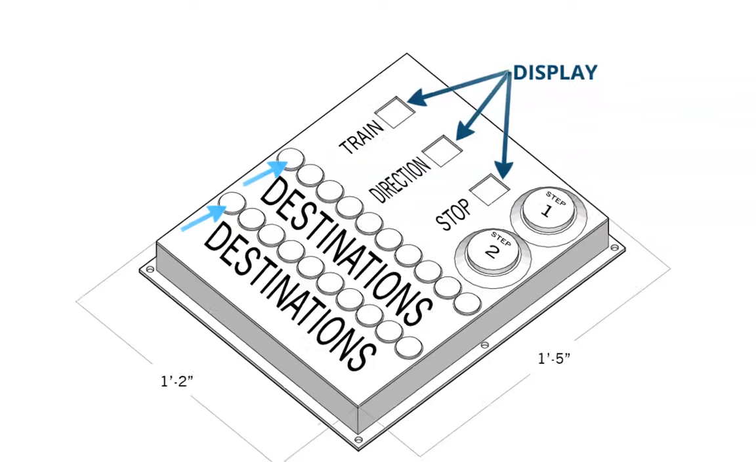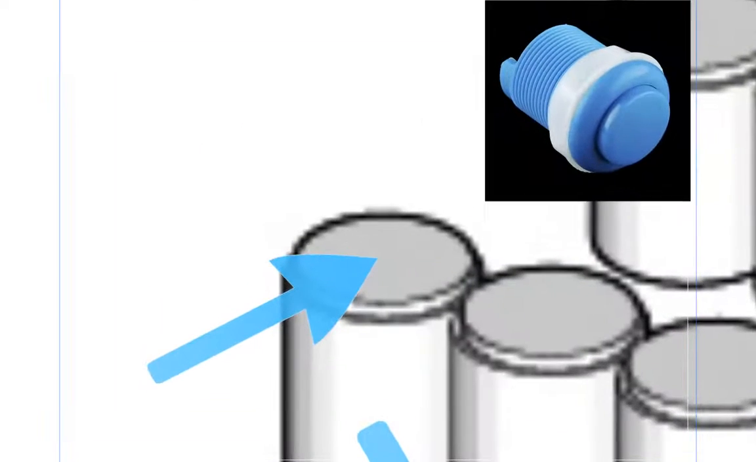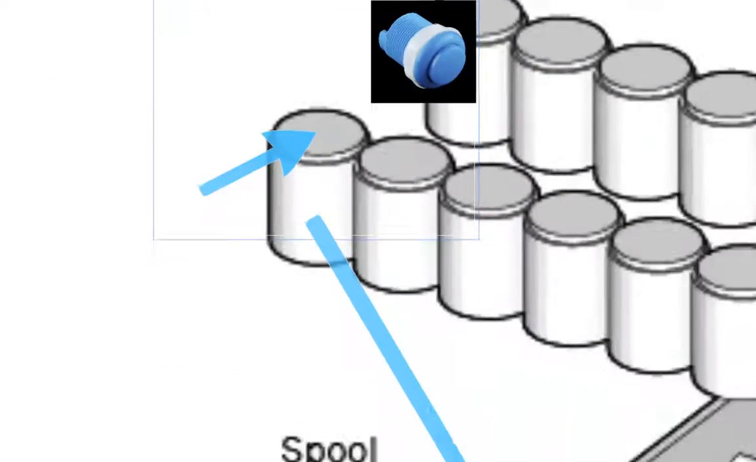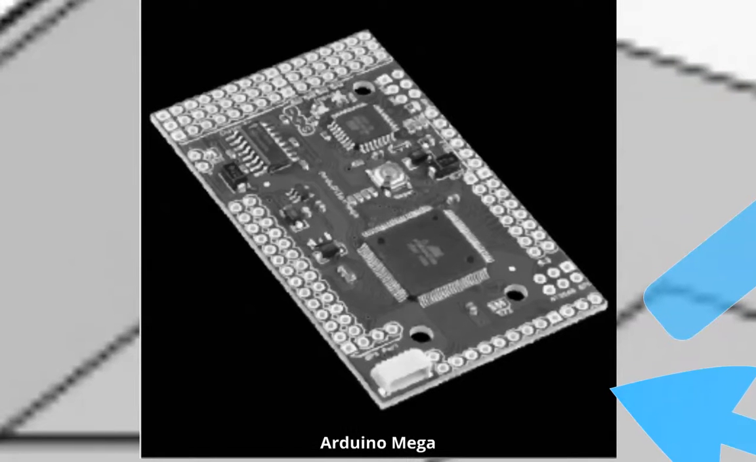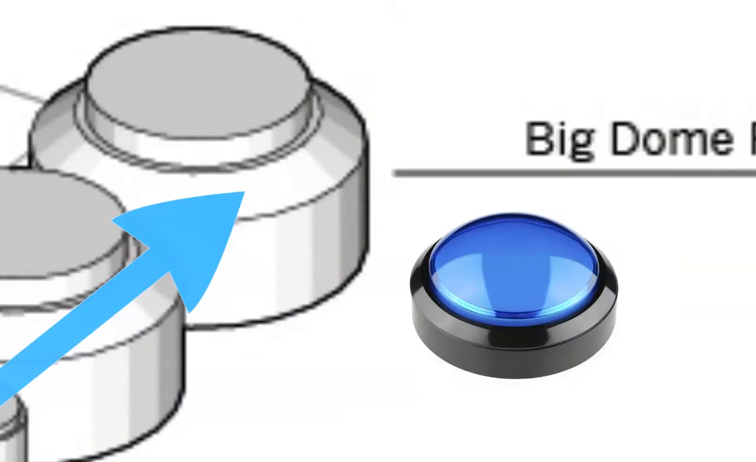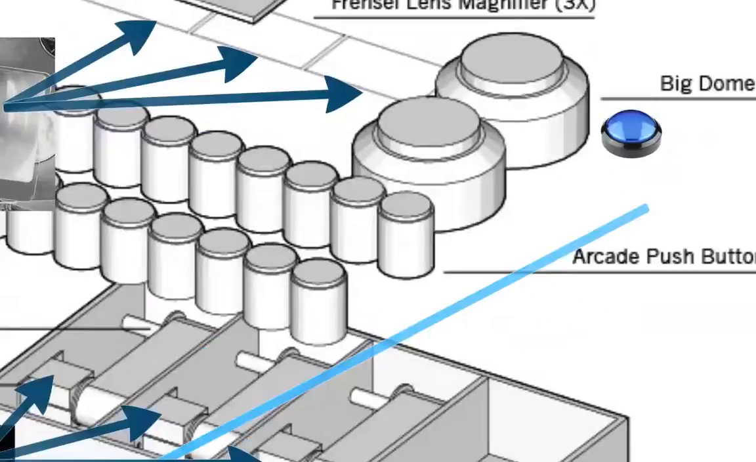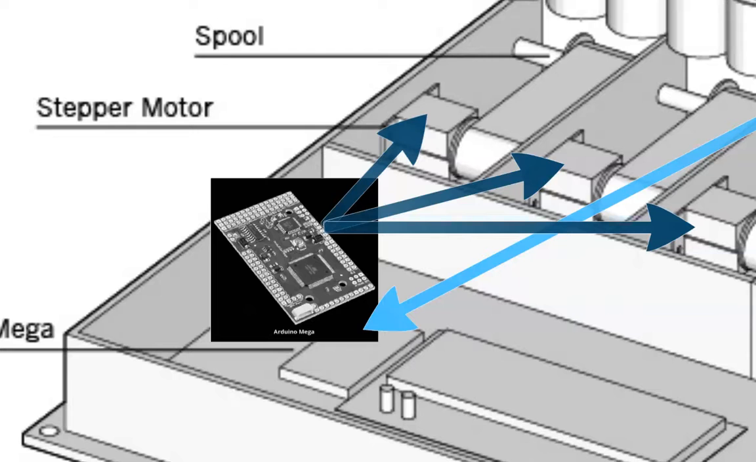Here we can see an overview of the inner workings of the system. Pressing one of the destination buttons would send a signal through the solderless breadboard to the Arduino. Each Arduino would be programmed specifically to the station in which it is located. Upon receiving that information, the Arduino would send out a signal to light up the Step 1 button. When the user presses that button, the Arduino sends 3 separate signals to each of the stepper motors telling them the proper degree to rotate the attached spools.